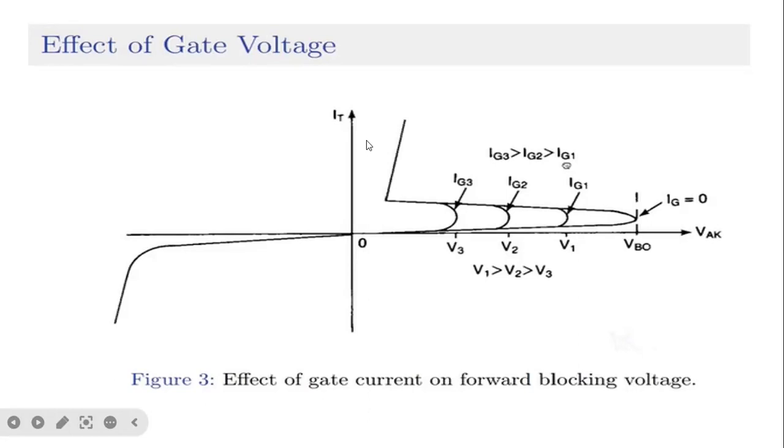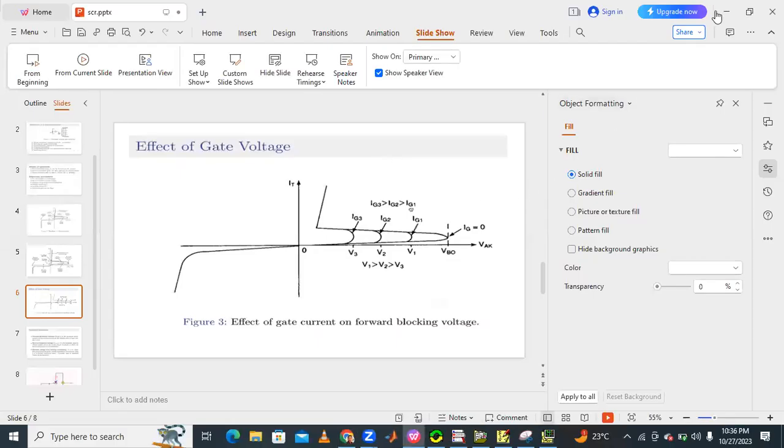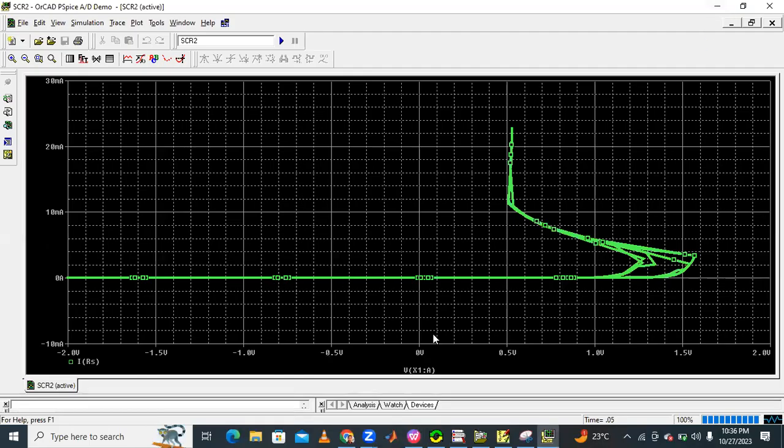This is called forward leakage voltage. Forward conduction. This is called the voltage drop across the device. So this is about the characteristics of SCR by using PSpice. Okay. This is 10 milliamps and 20 milliamps and 30 milliamps current. And here minus 1.5, 0, 0.5, 1. This is voltage. Current versus voltage characteristics. So this is about SCR characteristics.